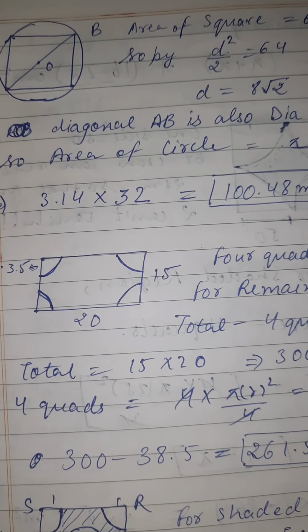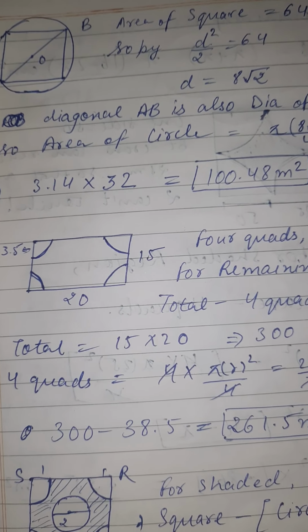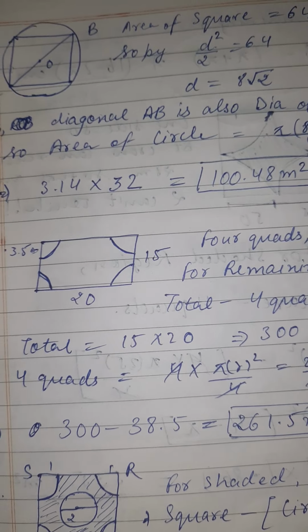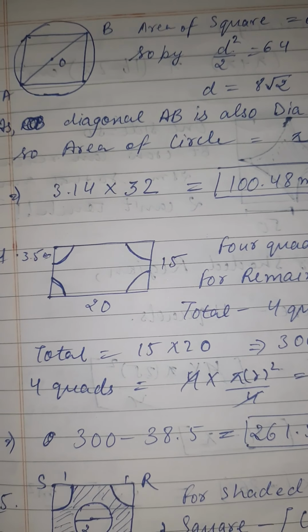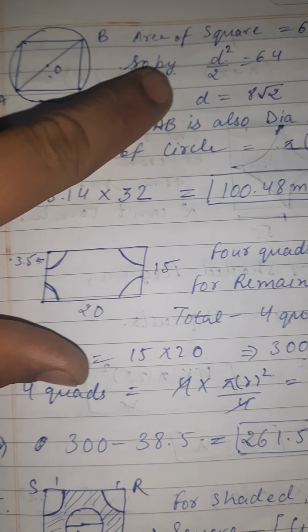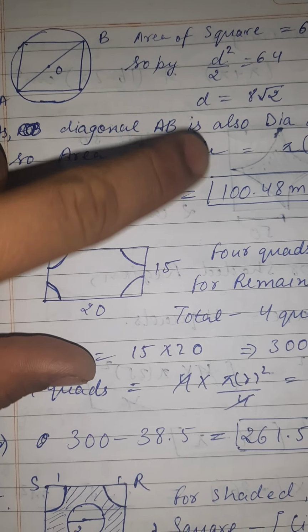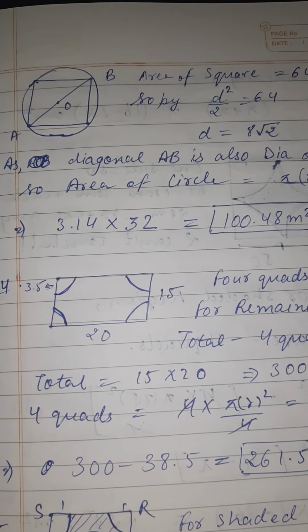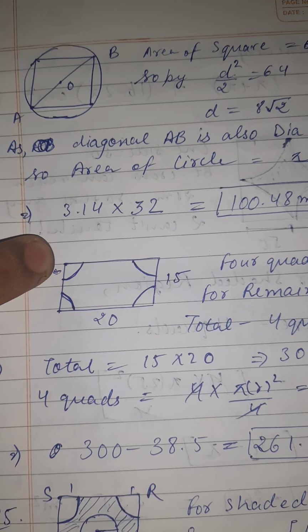So for the diagonal of this square, we can find it from the formula d square by 2 equals the area of the square. Here d is the diagonal and we are provided with the area. So from here, we will find that the diagonal will come out to be 8 root 2.